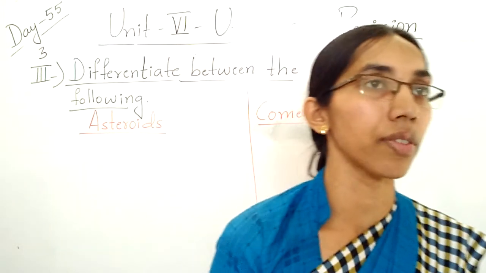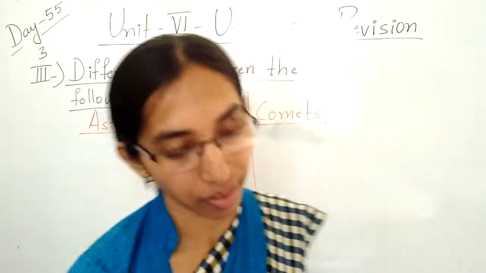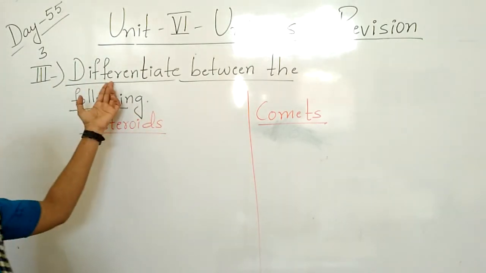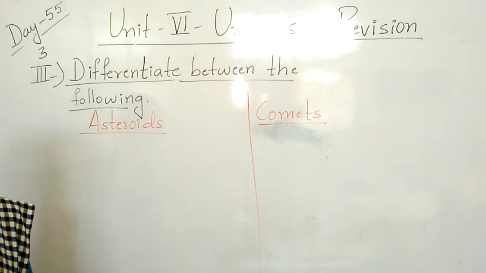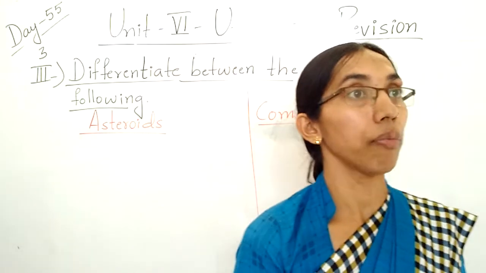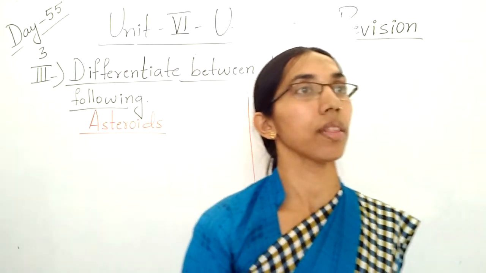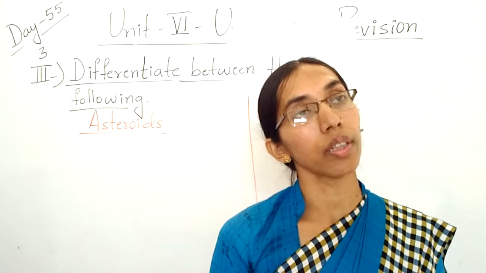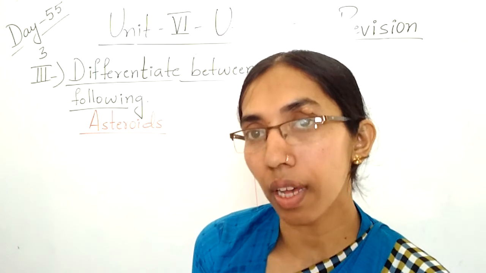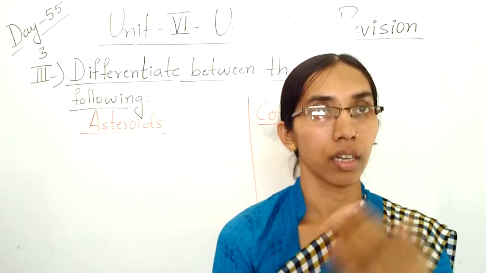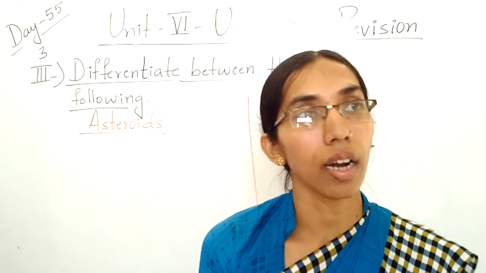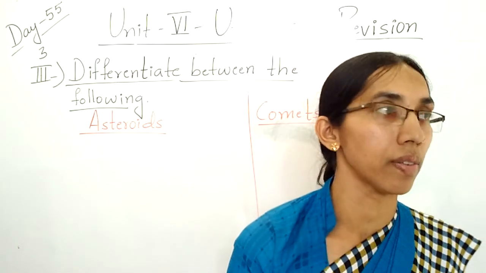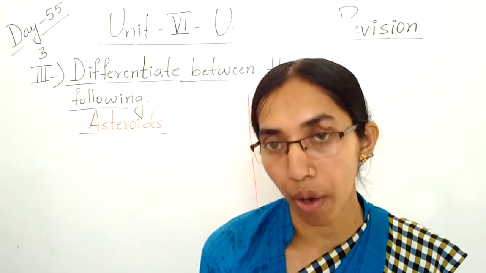I have finished the first main, the match the following, and the second main, the multiple choice, and we started the third main, differentiate between the following. We did the first one, planets and satellites. Let me recall one more time: the planets revolve around the sun and the satellites revolve around the planets. Earth is a planet and the moon is the natural satellite of the Earth.